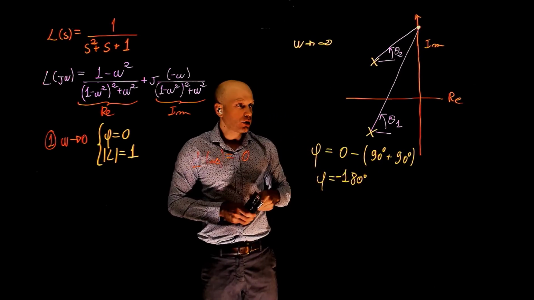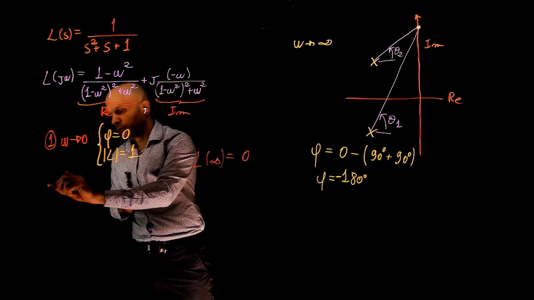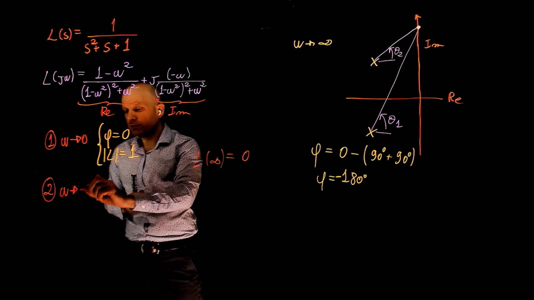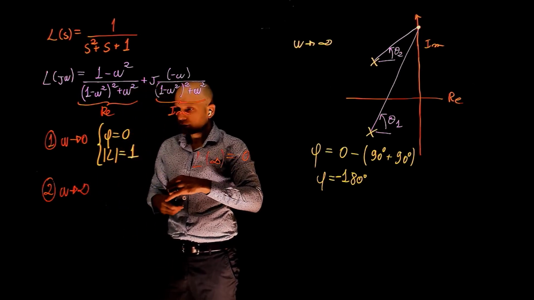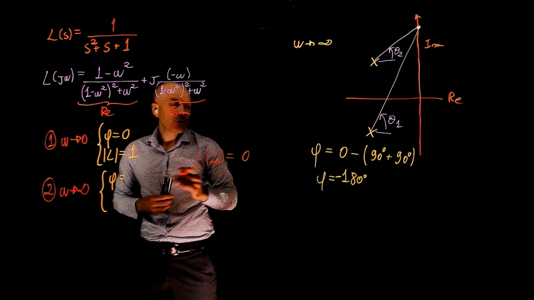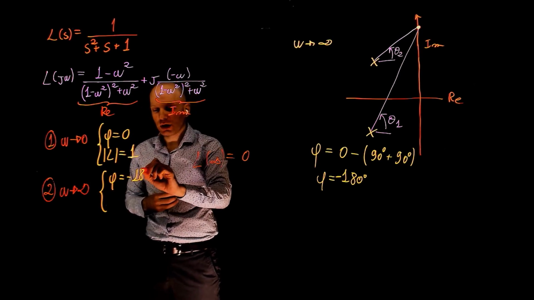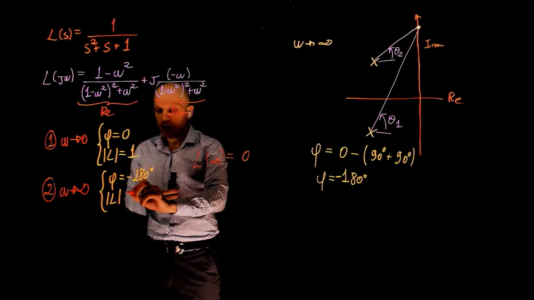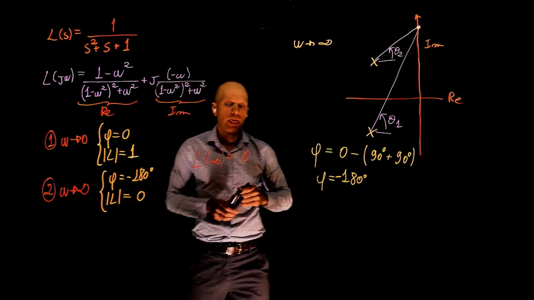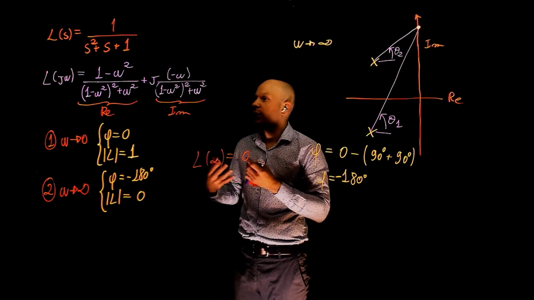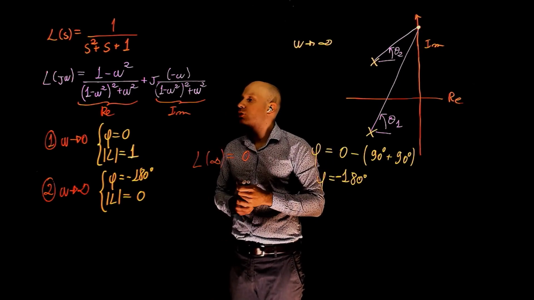So this is now the second point of interest. This is when omega tends to infinity. And for this case, we found that the phase is negative 180 degrees, and the magnitude of the function L is 0. We now have two additional points to calculate, the imaginary and the real axis crossing. How do we do that?